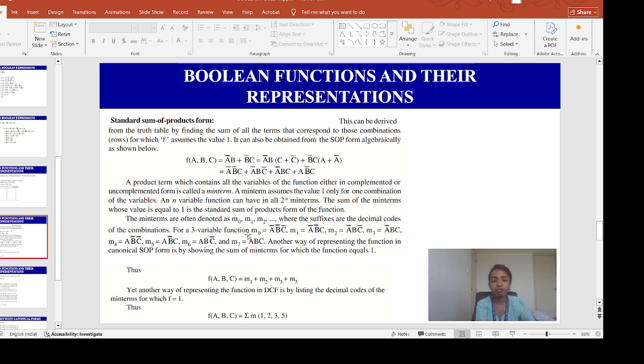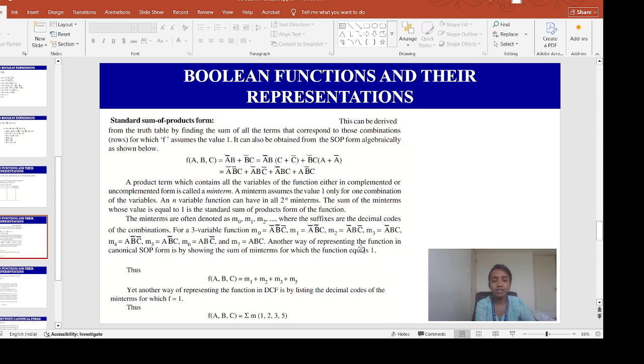For the 3 variable function, see m0. m0, how can we write? It will be A bar, B bar, C bar, all are 0, right? Then m1. m1 means 0, 0, 1. So A bar, B bar, C. m2 means 0, 1, 0. A bar, B, C bar. m3 means 0, 1, 1. A bar, B, C. Okay. m4 means 1, 0, 0. A, B bar, C bar. m5 means 1, 0, 1. A, B bar, C. m6 means 1, 1, 0. A, B, C bar. And m7 means A, B, C all are 1.